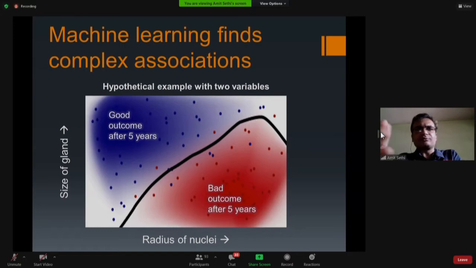Now, I can only show you plots for two features. We are actually doing this for several features, sometimes thousands of features. So we are not only looking at the nucleus radius, we are looking at variance in the radius, we are looking at the shape of the nuclei, we are looking at eccentricity of the nuclei, etc. So it can keep going that way.